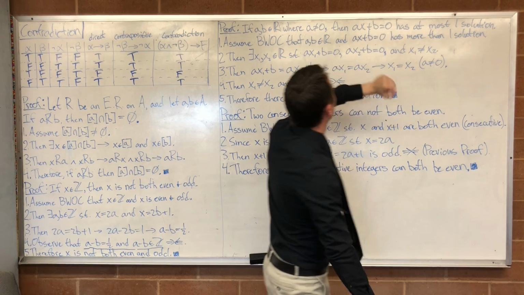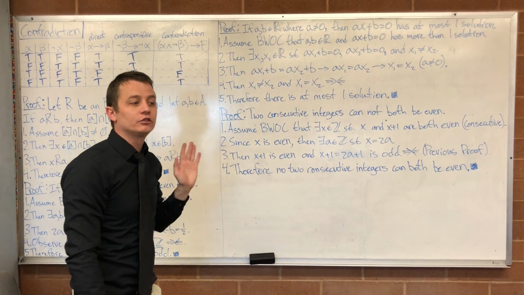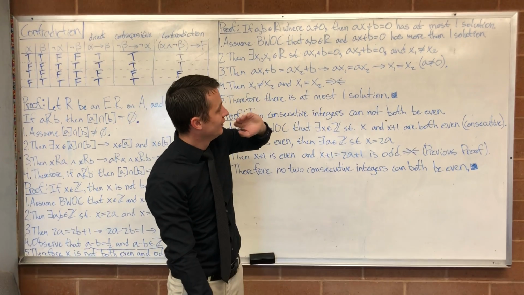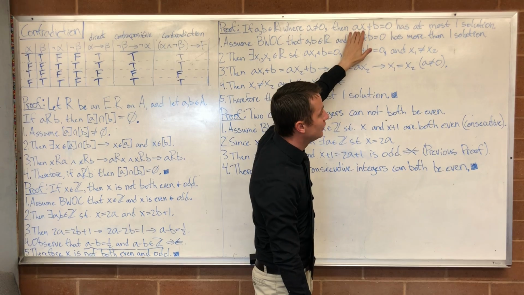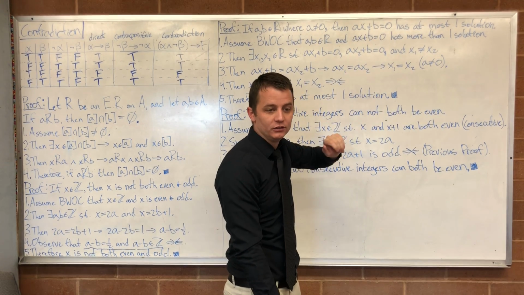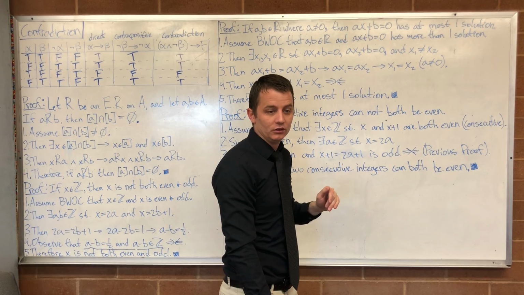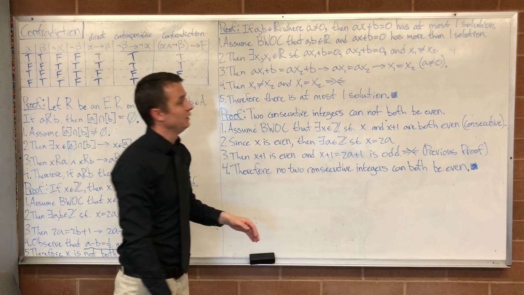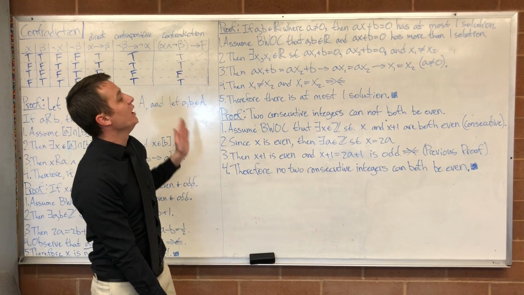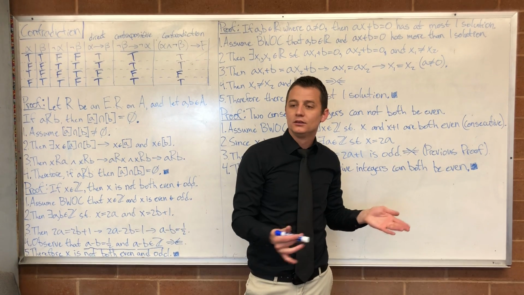What's the negation of an equation having at most one solution? That there's more solutions. An equation having more than one solution, not at most one. Make sense? Yeah. So, if it has more than one solution, how many solutions does it for sure have?